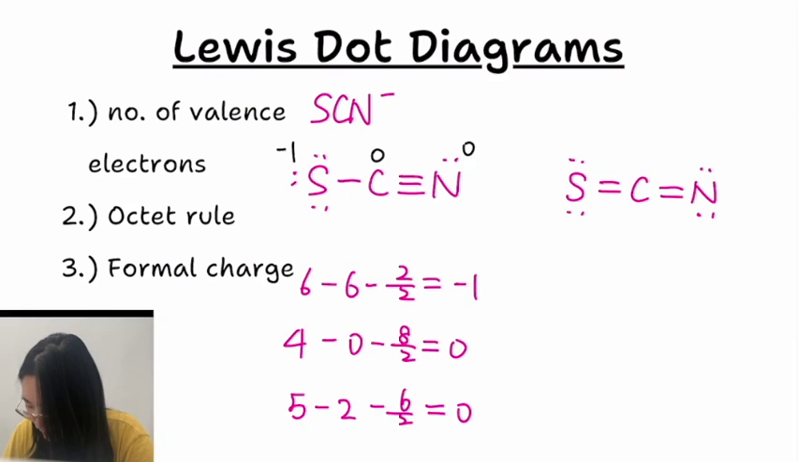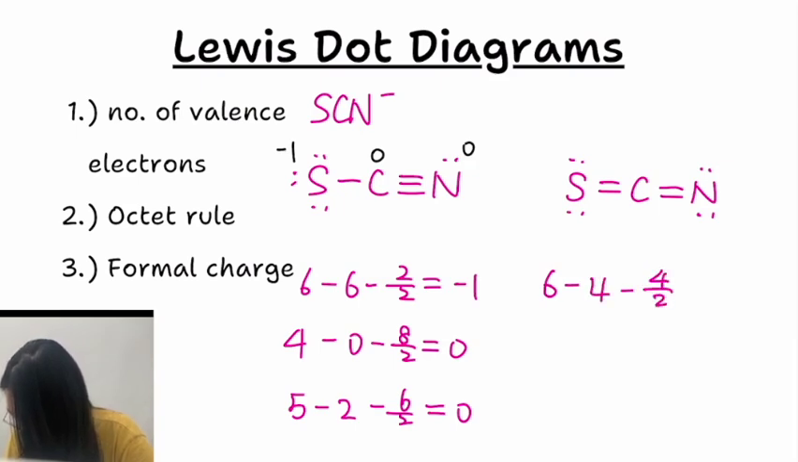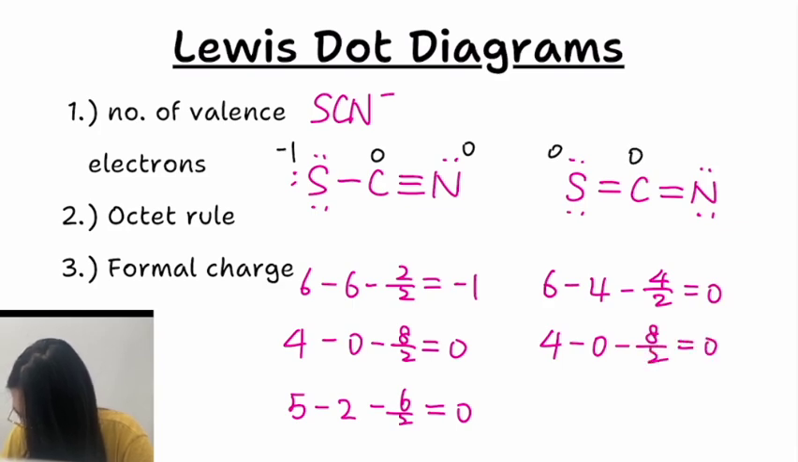And for this one, again, I'm going to start from sulfur. Sulfur carries 6 minus the number of lone pair electrons, 4, minus the number of bonding pair electrons, 4 over 2, which is 0. The carbon has 4 minus 0 minus 8 over 2, which is 0. The nitrogen has the number of valence electrons, 5, minus the number of lone pair electrons, 4, minus the number of bonding pair electrons divided by 2. So 5 minus 4 minus 2, which is negative 1.